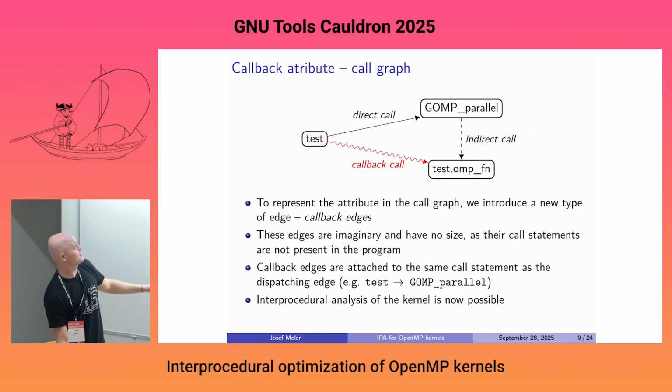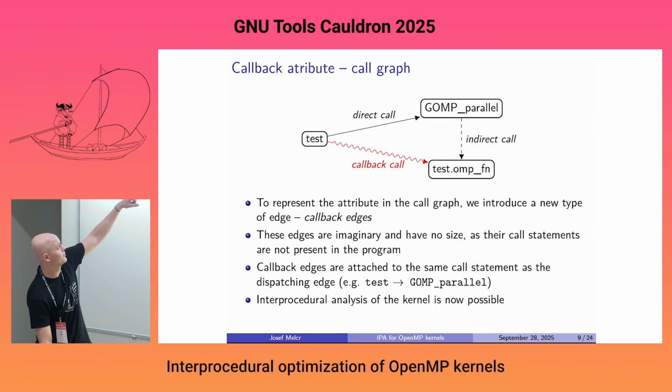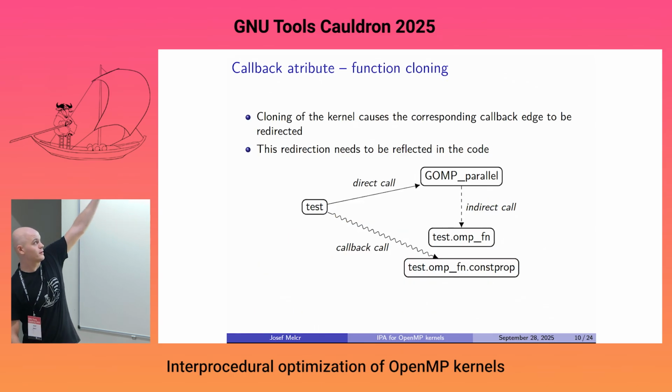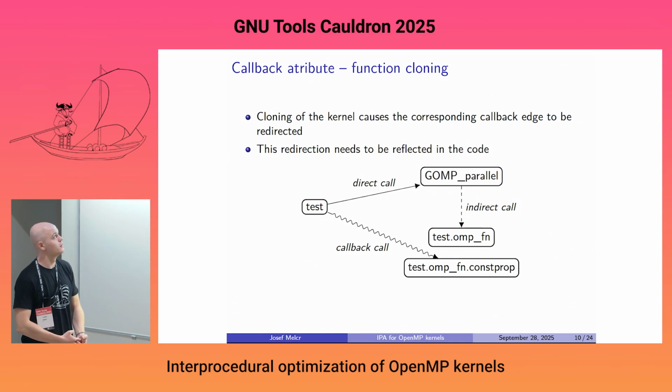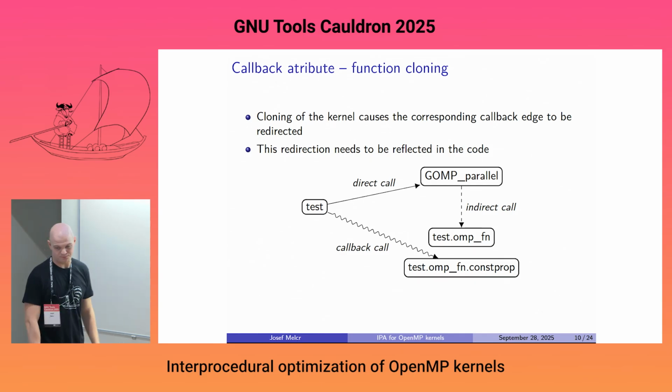Now, with this edge, we can do some interprocedural analysis. But first, we have to implement some infrastructure for the edge. So if, for example, constant propagation was successful and we call the callback function, the edge gets redirected to this .constprop clone. That's how we optimize. Now, how do we represent this redirection?